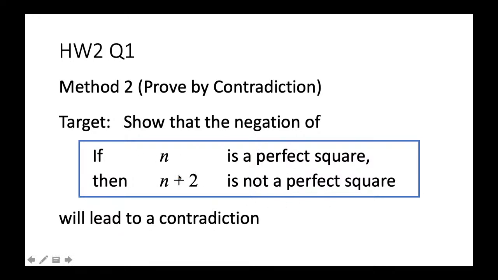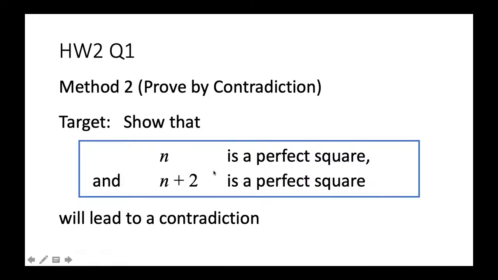So what is the negation of this part? This is of the form P implies Q. So the negation of this one will be something like, we want to show that when this is true, then it is the fourth case of this one. So the fourth case is P and not Q. So the negation of this whole thing is actually this one. So we want to show that n is a perfect square and at the same time n plus 2 is a perfect square. So this is the negation of the original statement. We want to show that this will lead to a contradiction. Okay?